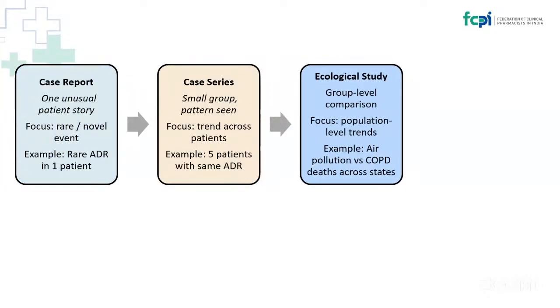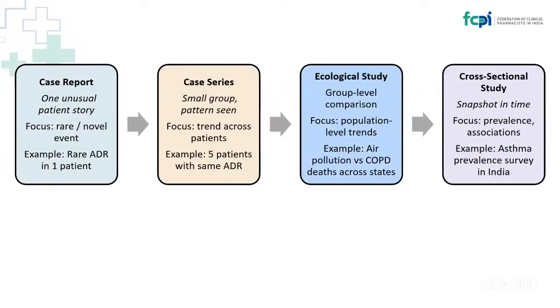The third type that we saw was ecological study. It's a group level comparison where the population level trends are mostly focused. The example that we can take here is air pollution versus COPD death across states. And the last type of the descriptive observational study is cross-sectional study. In short, it is a snapshot in time. It's a snapshot of the whole population at a time, and it focuses on the prevalence and association of the disease. The example we can take here is asthma prevalence survey in India.